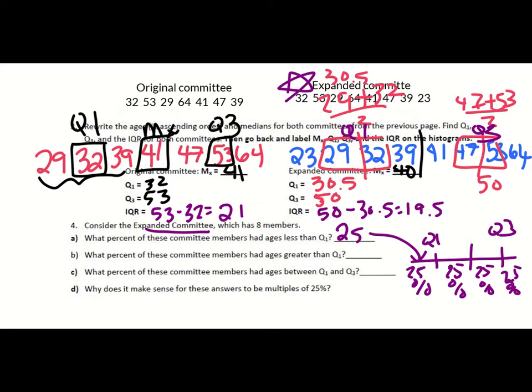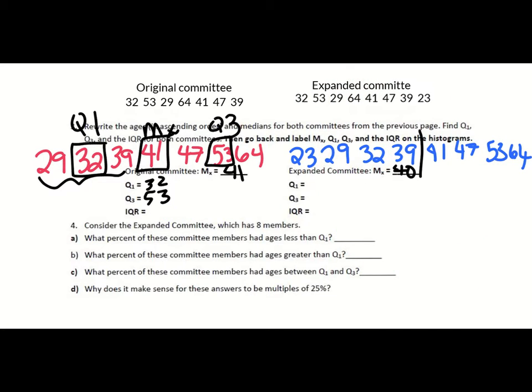And it says B, what percent of these committee members had ages greater than quartile 1? So that would be 75%. And then C says, what percent of these committee members had ages between quartile 1 and quartile 3? That's 50%. Then it says, why does it make sense for each of these to be multiples of 25%? And that's because they were split into quarters. And a quarter is 25. And that's what basically a quarter means.